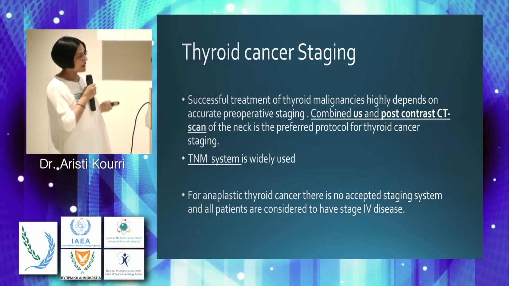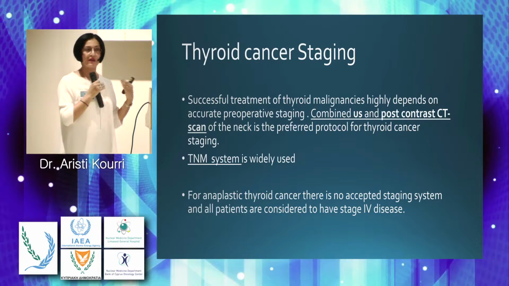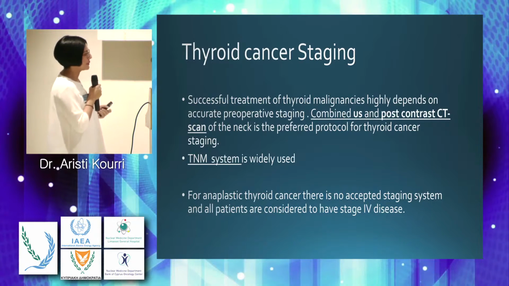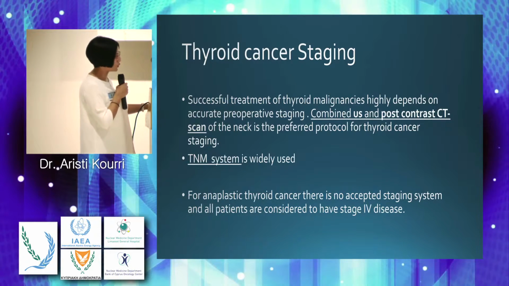For anaplastic thyroid cancer, we said it is the most aggressive cancer of the thyroid. There is no accepted staging system, and all patients are considered to have stage 4 disease.